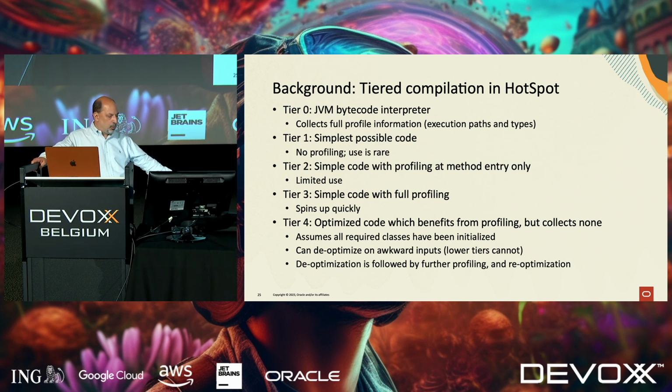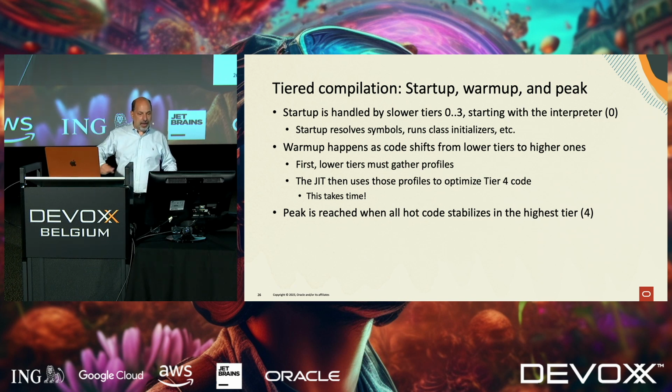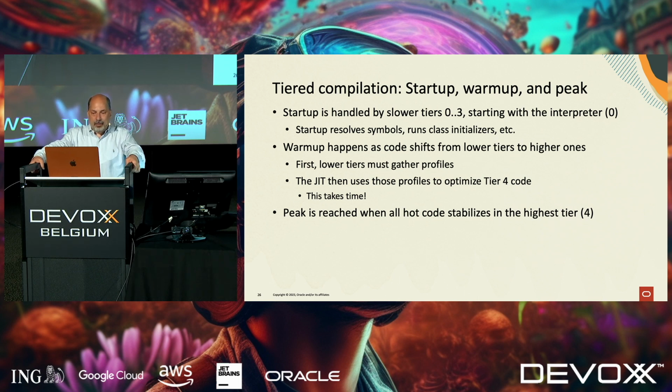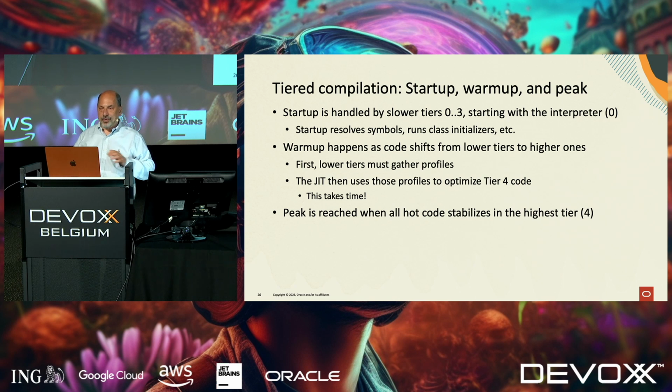that benefit from profiling information gathered by running in the interpreter or running C1 compiled code, but in general don't collect nearly as much profile information. So startup mostly happens in tiers 0 through 3. We start with the interpreter, and then we graduate to C1, and then eventually we figure out what code is hot, and we compile it with C2 or Graal. And during that time, a lot of things like symbolic resolution, symbolic linkage, and class initializers get run. This all happens in the interpreter or in C1 usually.